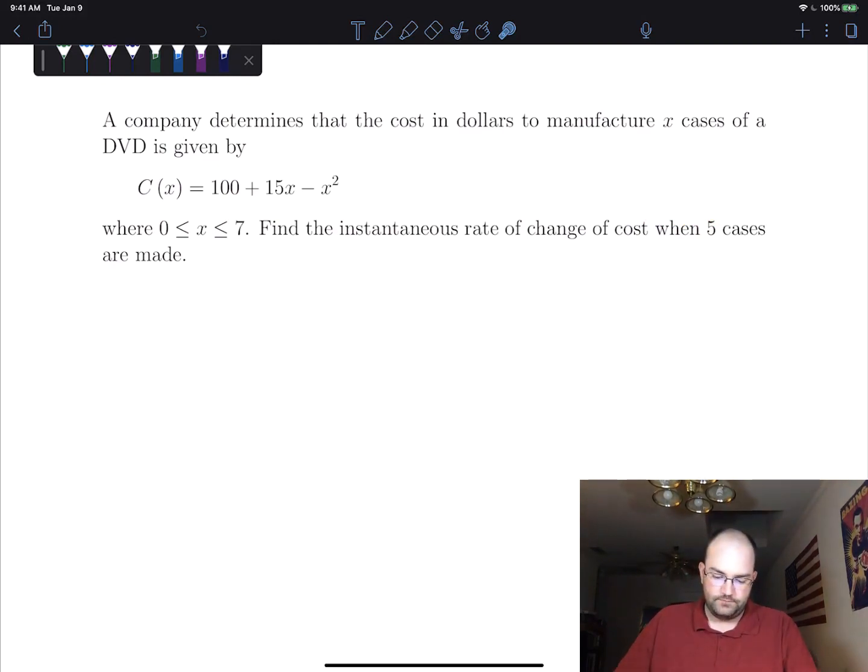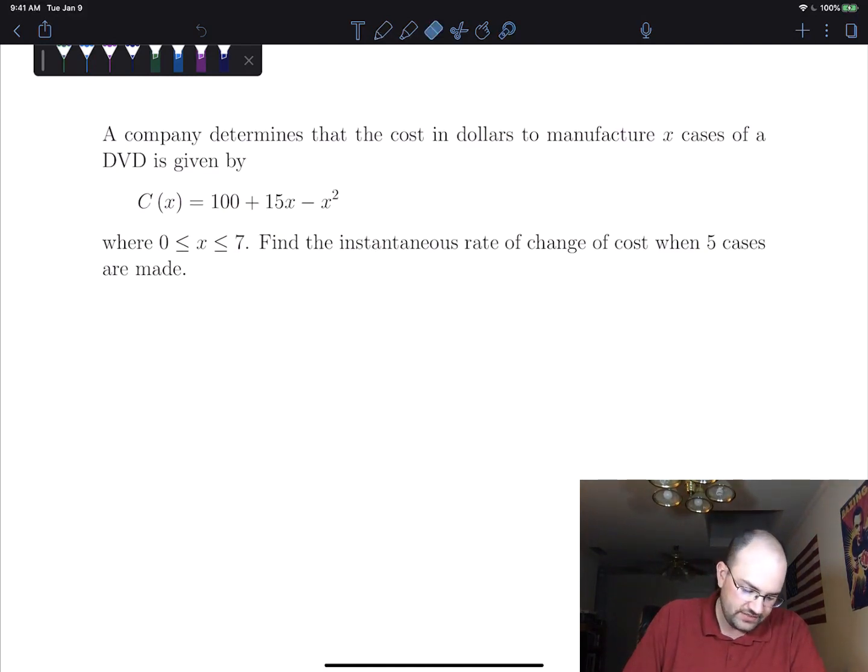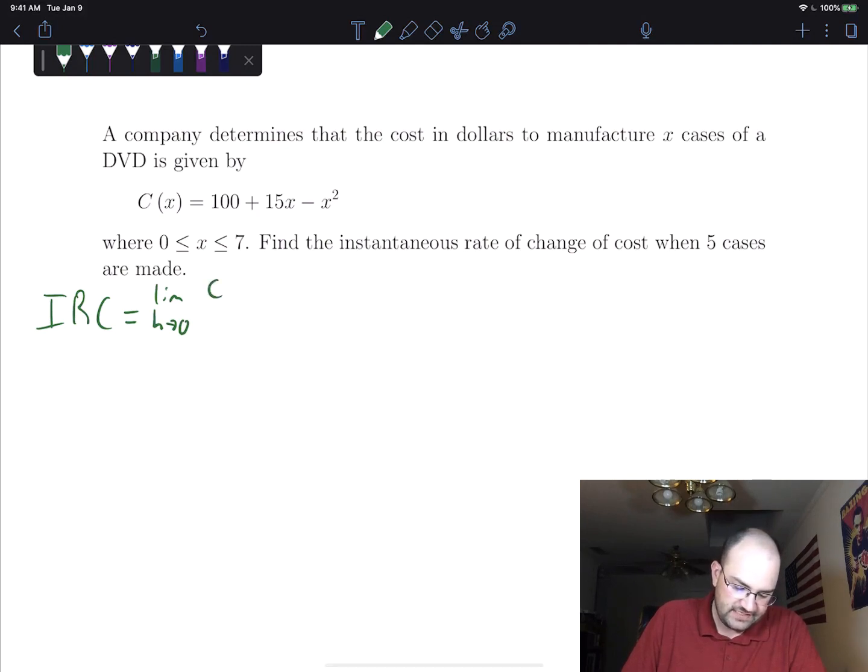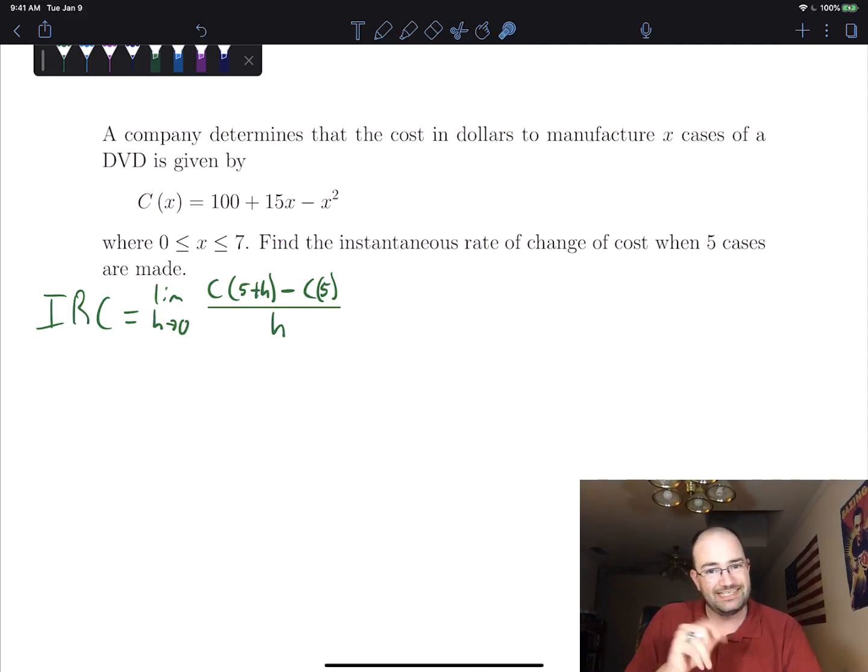Alrighty, so it wants the instantaneous rate of change of cost. So the instantaneous rate of change should be the following. It is the limit as h goes to 0 of c of, in this case, 5 plus h minus c of 5, all over h. These are always the x values that we're looking at. It's always just a single x value.